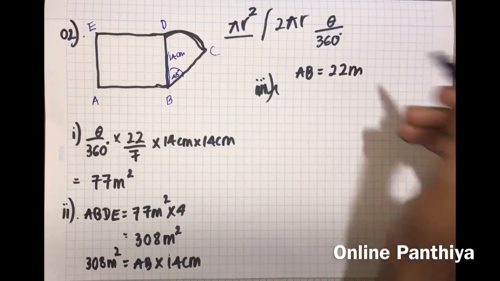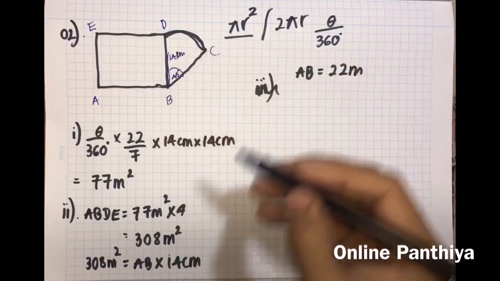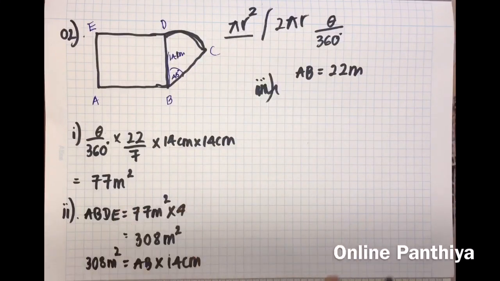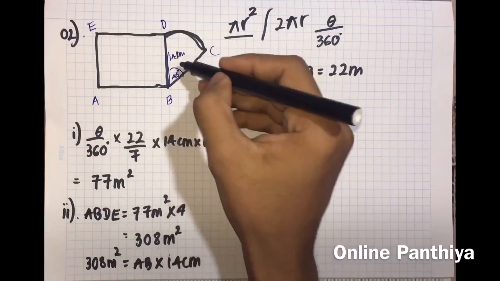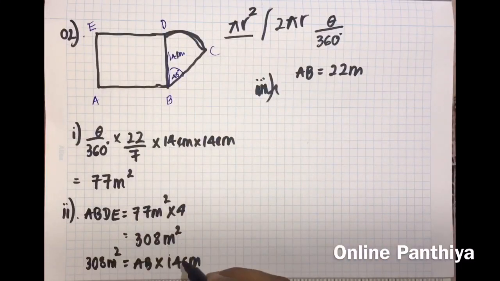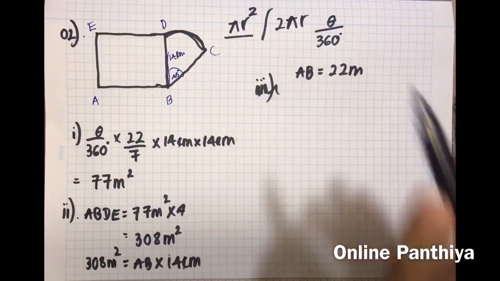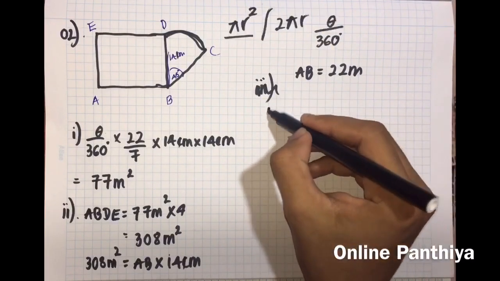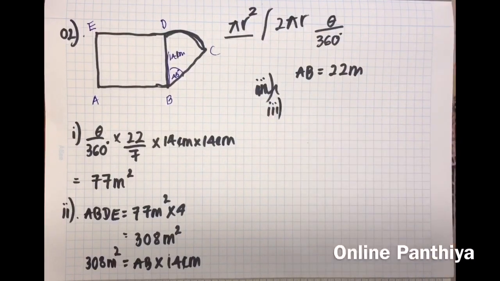Okay. And there is a small correction. All this should be in meters. In some of the books, it is printed as centimeters here, but the question says meters. Therefore, change everything to meters. So everything will be in meters. Now let us check the third question.